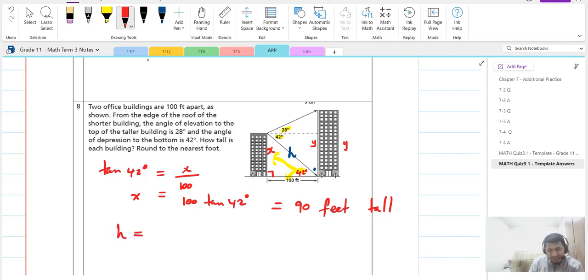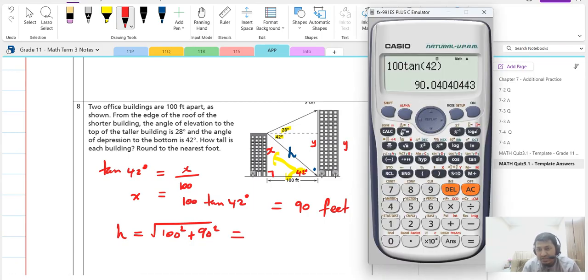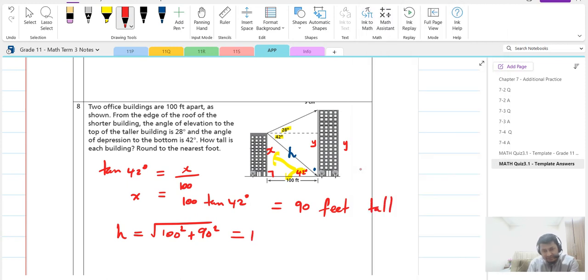H is equal to the square root of x squared plus 100 squared. So 100 squared plus 90 squared, and we can just get the answer there. Square root of 100 squared plus 90 squared, and we have the answer 10 square root 181, which is 134.5 feet. Right, 134.5 feet. So h is 134.5.